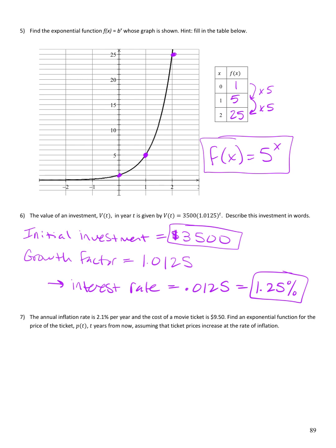So that is an assumption that may not be true, as we have seen. But let's go ahead and answer the question. So P of t is my function. The initial cost of the movie ticket is $9.50. And it's growing at an interest rate of 2.1%, so let's change that to a growth factor. First, you take the 2.1% and you make it a decimal by moving the decimal point 2 places to the left, and then you add 1. So 1.021 is the growth factor. You multiply by that every year for t years.